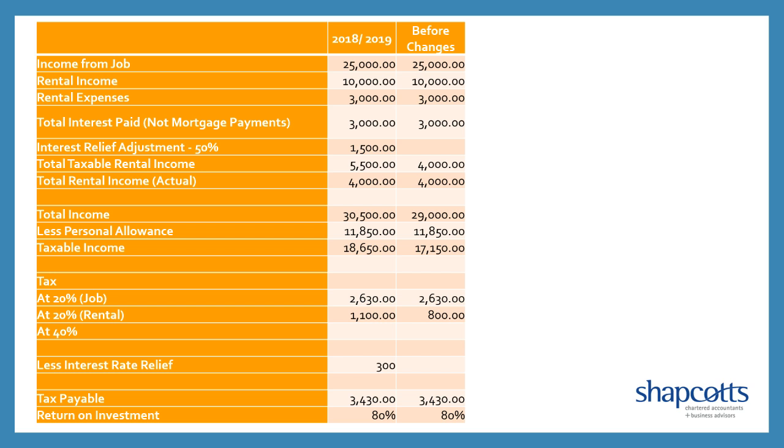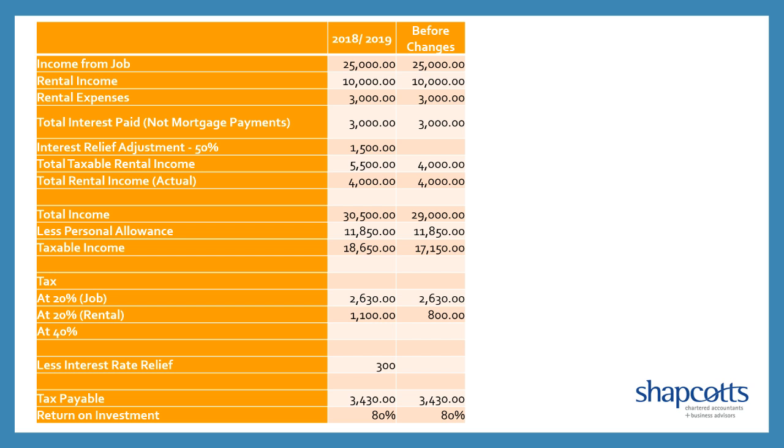And I've just put kind of a small portfolio, maybe 2 properties, maybe 1 small HMO of 10,000 rental income, some rental expenses, and the interest paid, not the mortgage payments, just the interest that's being paid on it. So if we look at the before changes column, you can see it used to be relatively simple in accountancy terms. You had your job, you added your rental income on, you took off all your expenses, and you came down to your total income of 29,000.